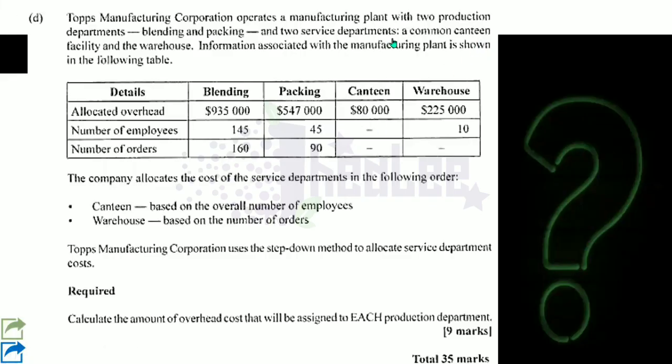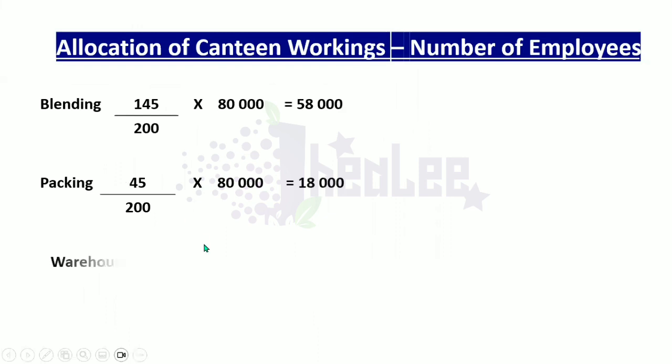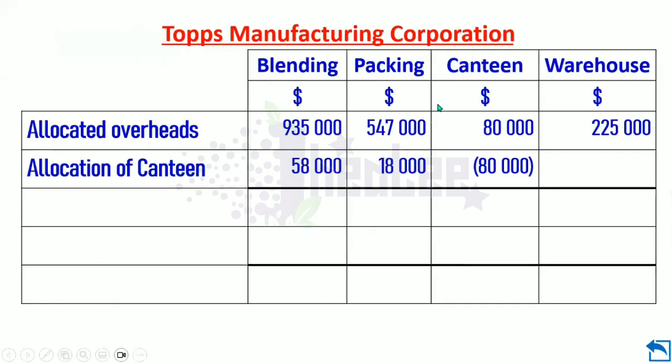Now we're on to warehouse. For the warehouse, again, there are 10 employees in this department, and we are going to use that as the numerator in doing our workings. So warehouse 10 divided by total number of employees of 200 multiplied by the 80,000, and this gives us $4,000. So for warehouse, allocated costs coming from the canteen is 4,000.